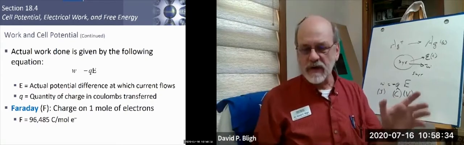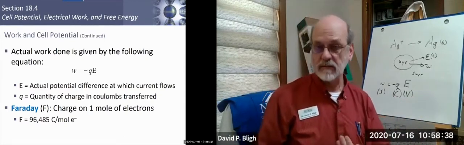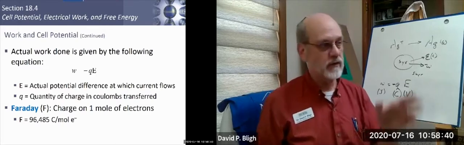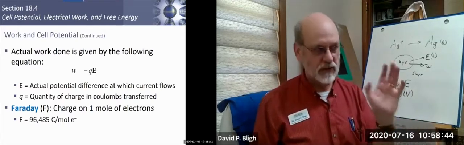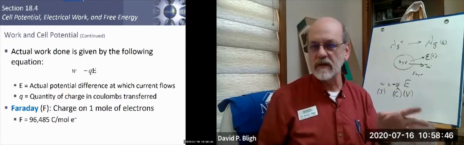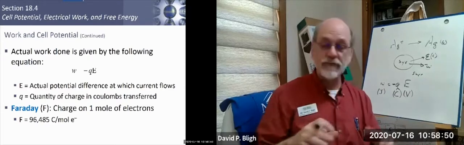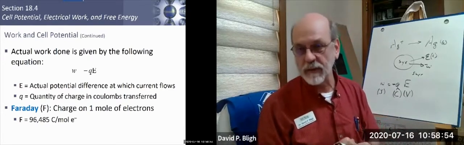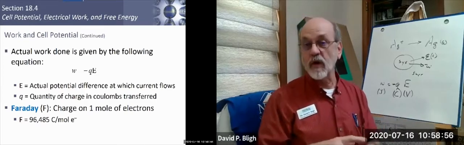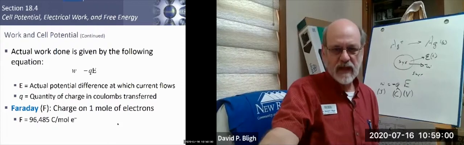And that value is given in useful information at the end of your review document. It's also given in the folder where the exam is located. So you don't have to memorize the number. You just need to know where to find it. All right.